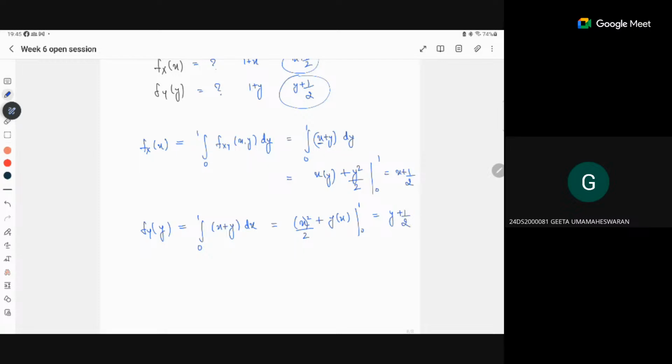Ma'am, can we do both marginal questions in one line? What do you mean by both questions in one line? Double integration, ma'am. No, we are finding the marginal, no? Why will we do double integration? Oh, okay. If I integrate this again with respect to y, I will get 1 because it's a joint PDF.